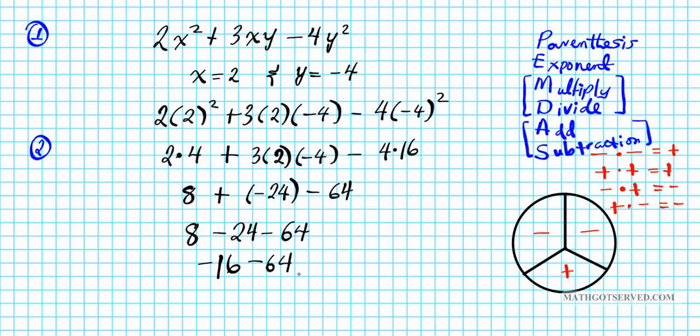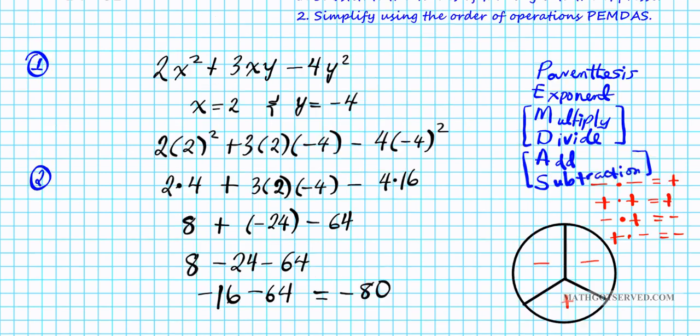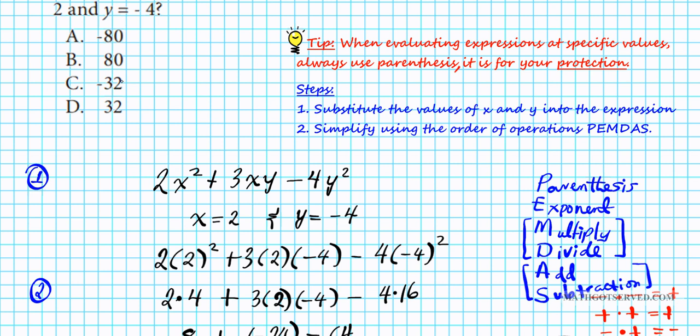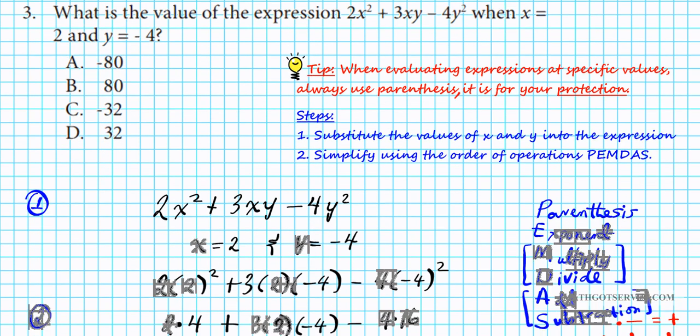Now, anytime you're combining numbers with the same sign, what do you do? You add and keep the sign. So negative 16 minus 64 is equal to negative 80. So the answer for problem number 3 is option letter A.